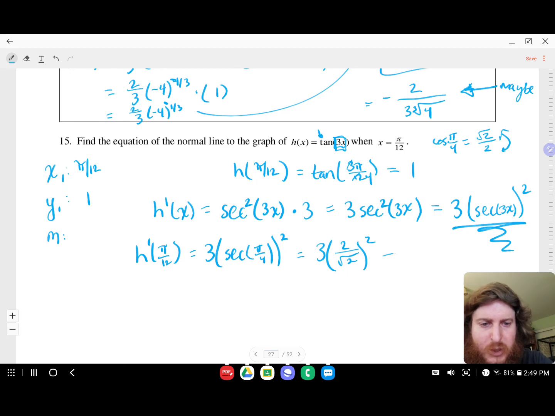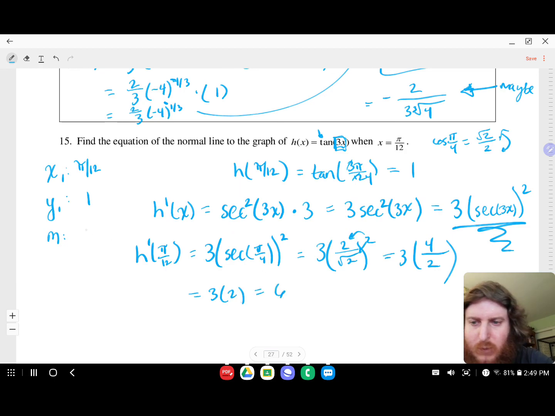Now, you square both the top and the bottom. So this becomes 3 times 4 over 2. Right? Square root of 2 squared goes to the square root of 4, which is 2. Or you can just cancel out the square root and the square root. So that becomes 3 times 2, which becomes 6. So we end up with y minus 1 equals 6 times x minus pi over 12.